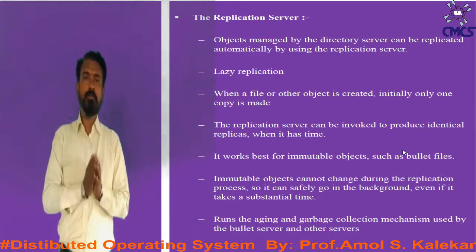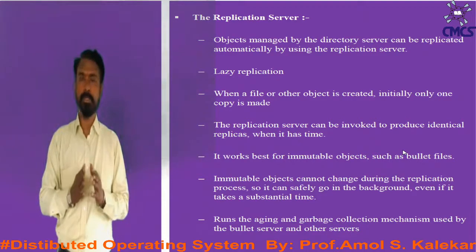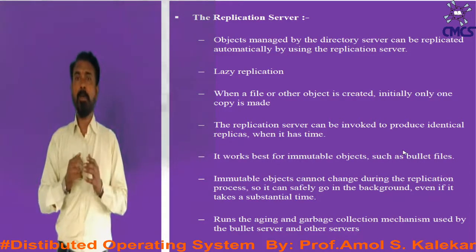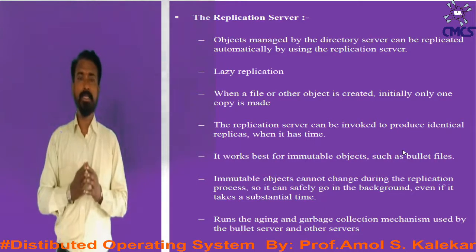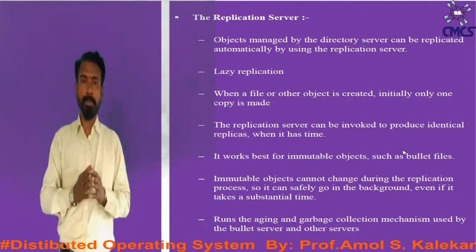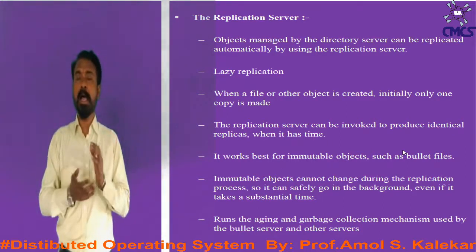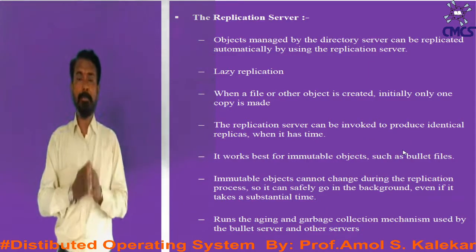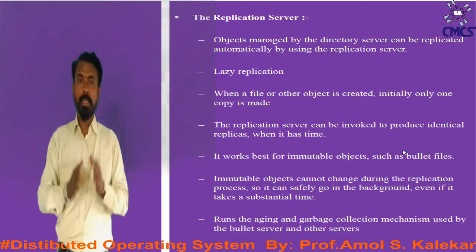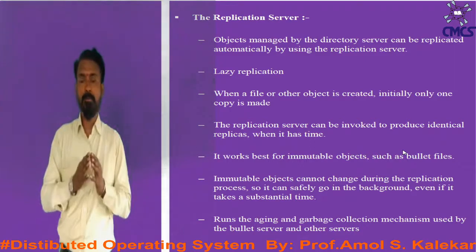Now here the objects that are managed by the directory server can be replicated automatically by using the replication server. The type of replication which is done is lazy replication. That is, when a file or other object is created, initially only one copy is made. The replication server can be invoked to produce the identical copies, or you can say the replicas, when it has time. It works best for immutable objects such as the bullet files.